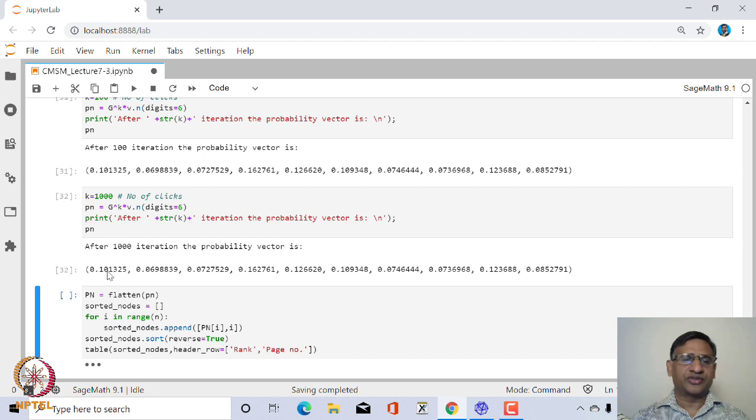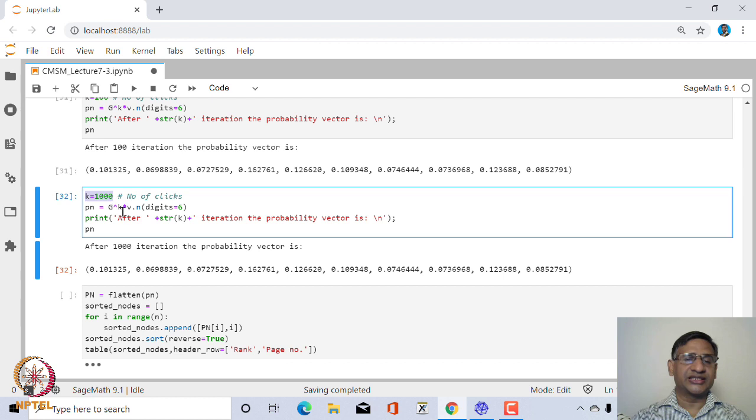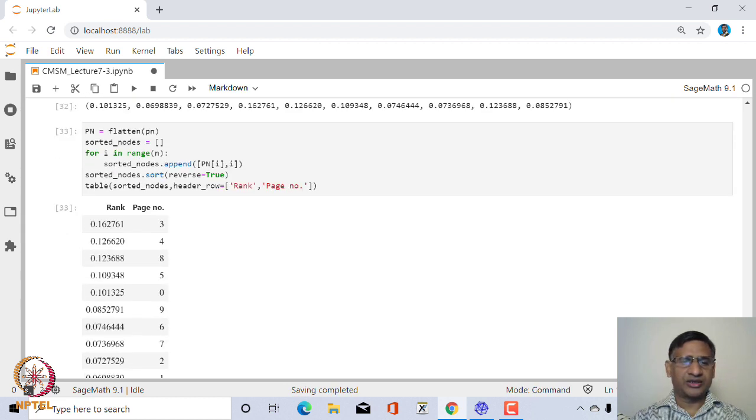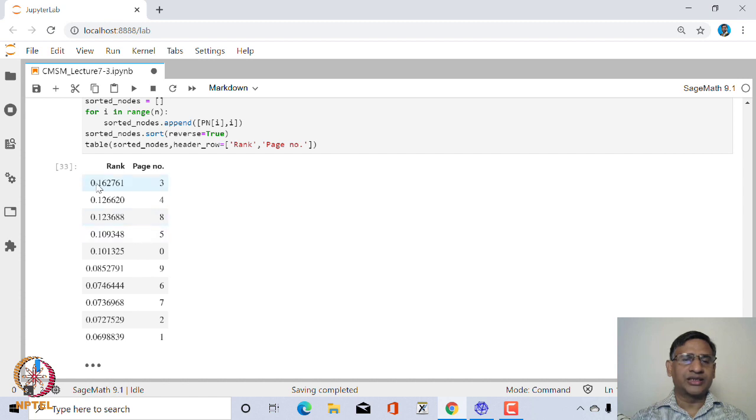This Google matrix, you can check, is again a stochastic matrix. It will be a column stochastic matrix. In fact, it is a regular column stochastic matrix. Therefore the nth power, as n becomes larger and larger, will converge, and this will give you the stationary vector, which is the eigenvector corresponding to eigenvalue 1. So this is what you get. This converges, and you can sort this and arrange it in decreasing order of rank. So the third website has maximum rank, followed by the fourth, then the eighth, and so on. The first website has the least rank.